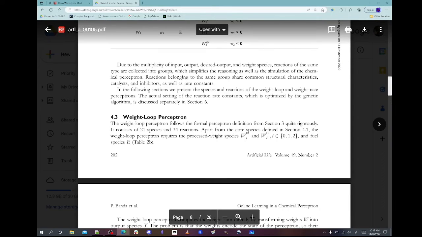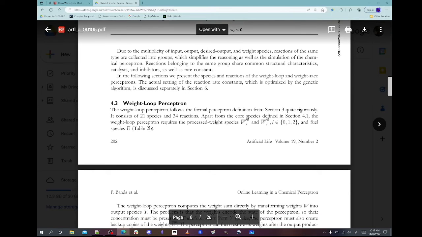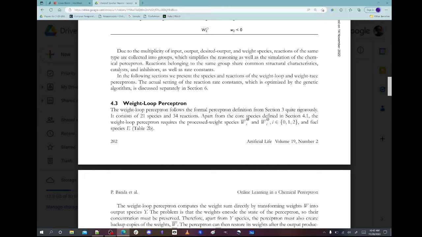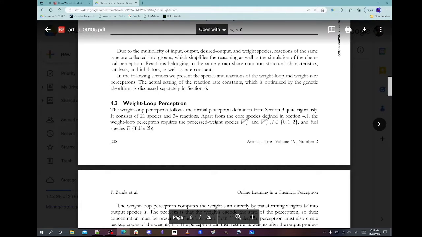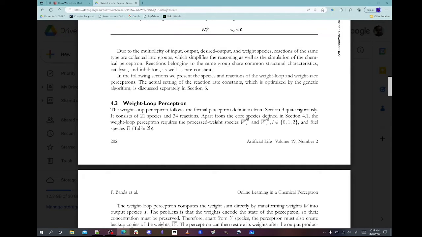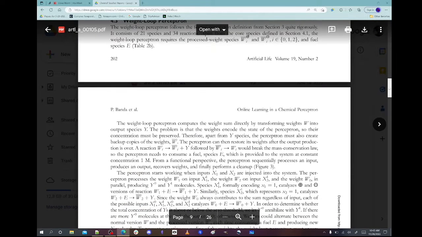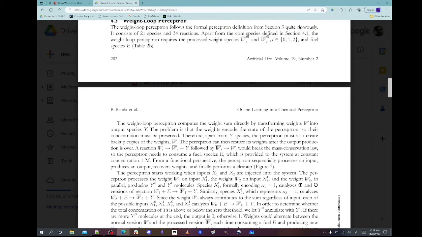The weight loop perceptron, which is the first model that they use, follows the formal perceptron definition from section 3, which is the previous section. It consists of 21 species and 34 reactions. Apart from the core species, the weight loop perceptron requires a processed weight species and fuel species E. So the weight loop perceptron computes the weight sum directly by transforming weights W into output species Y.